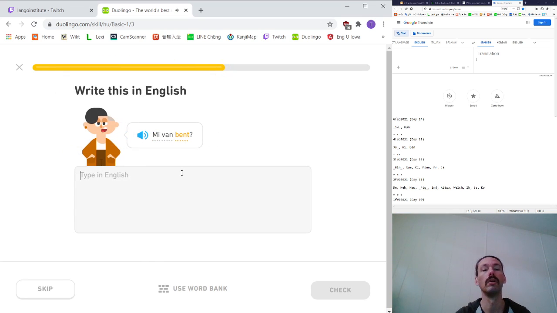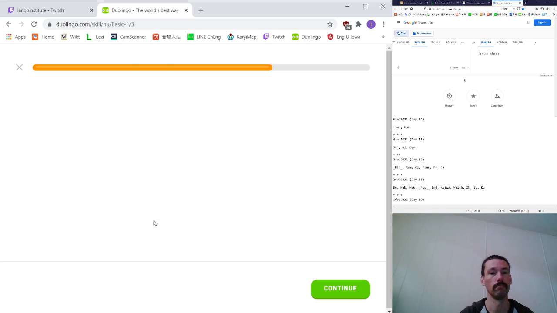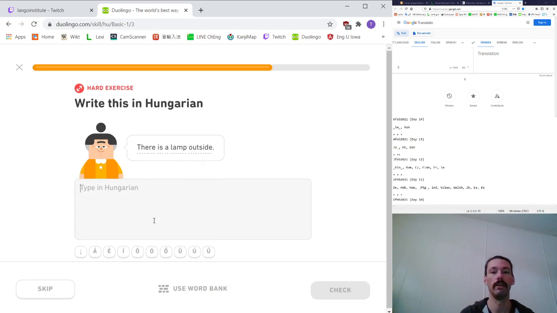Mi van bent? What? Bent. What? Van. There is, okay, looks like an existential. Bent. What is inside? What is there inside? Oh, no. Bent inside. Okay, bent inside. It's coming back to me. It's a lamp. Okay. Bent. What's the opposite? Outside. Kint.